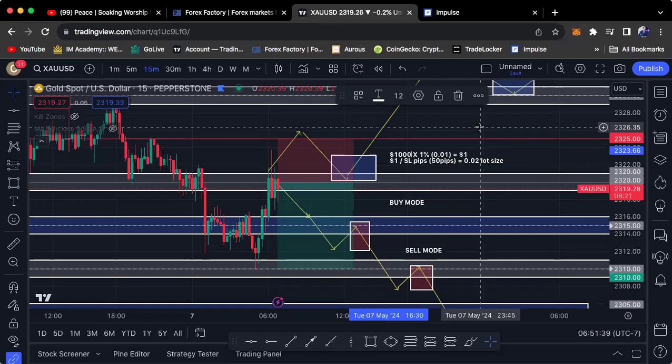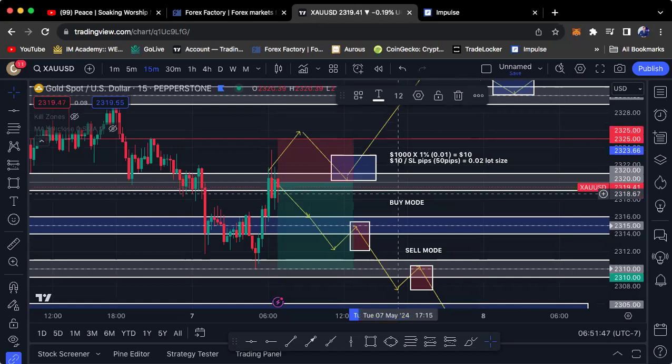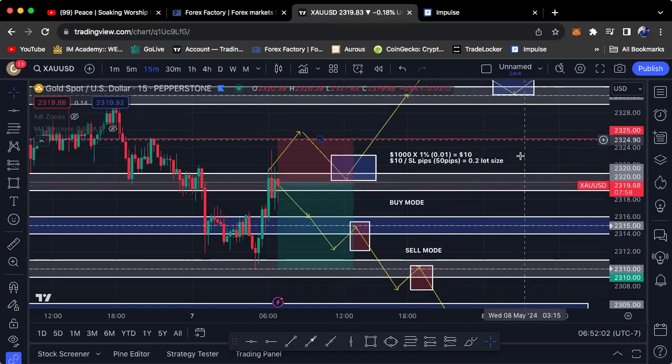1,000 times 0.01. That's $10 that you're risking. Now you take the $10 divided by your stop loss. That's 0.2, right? 0.2 lot size, which is $2 per pip.